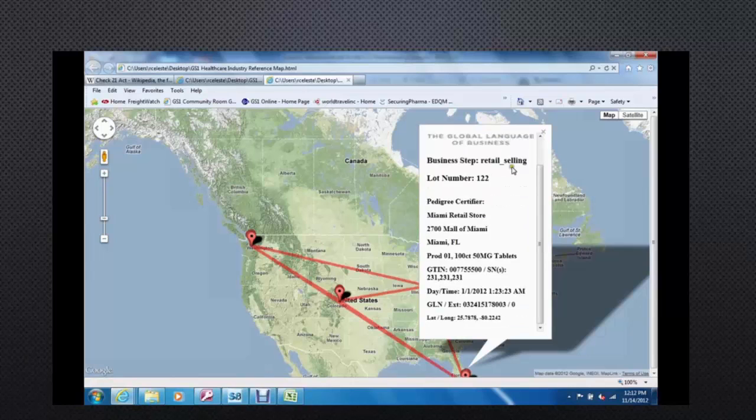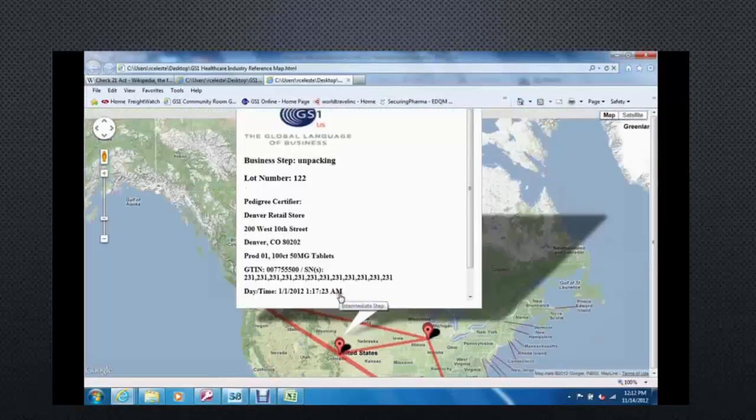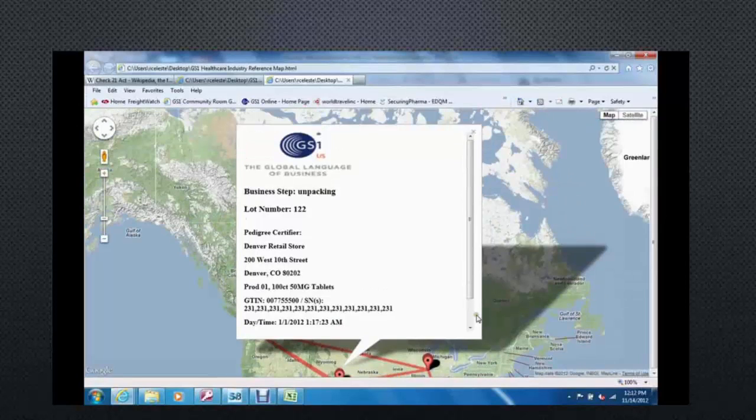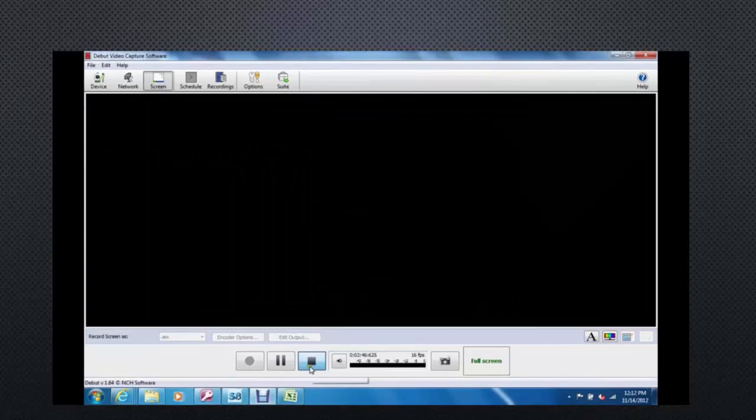And now we're going to take a look at a wholesaler. This is a wholesaler that's unpacking a case that was delivered to them from a manufacturer, and all the information about the case and all its contents at that point in time. So that was just a little look at what you can do with the simulation.